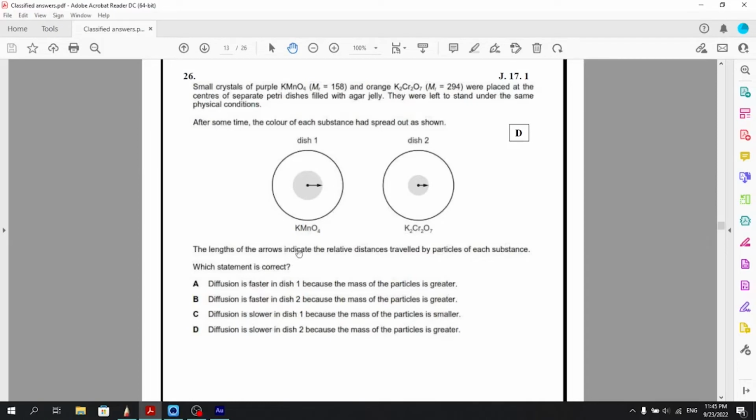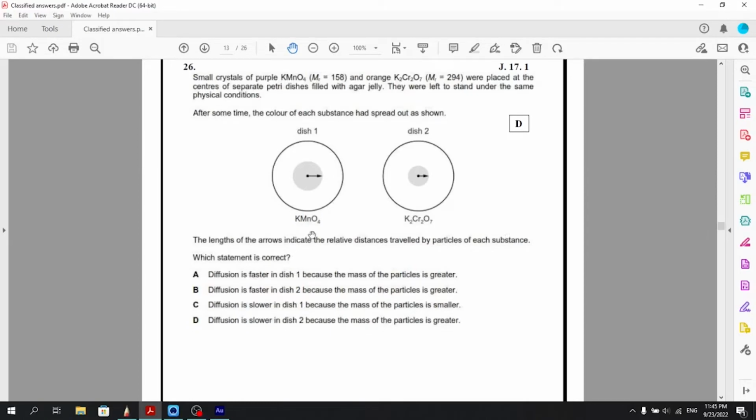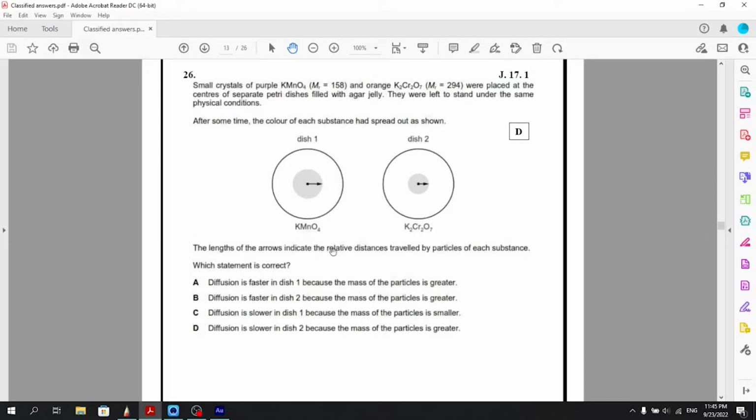Which statement is correct? Alright, hopefully I didn't forget the question, because it's a very lengthy question. Anyways, that one has a longer arrow, indicating that the distance traveled is longer. That one has a shorter arrow, indicating that the distance traveled is shorter. Of course, the potassium dichromate has a larger relative molecular mass, while the potassium permanganate has a smaller relative molecular mass.